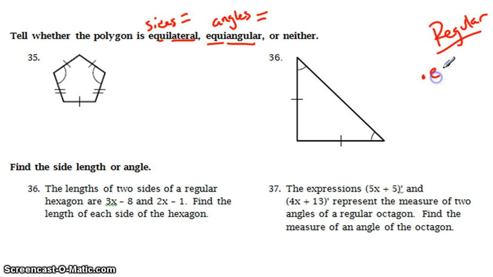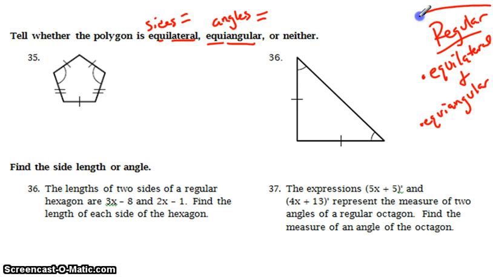So remember, to be regular, it must be equilateral and, my really poor handwriting here, equiangular. So keep that in mind. I'll reference that again in a moment. All right, so 35, I want to know, is it equilateral, equiangular, or neither?